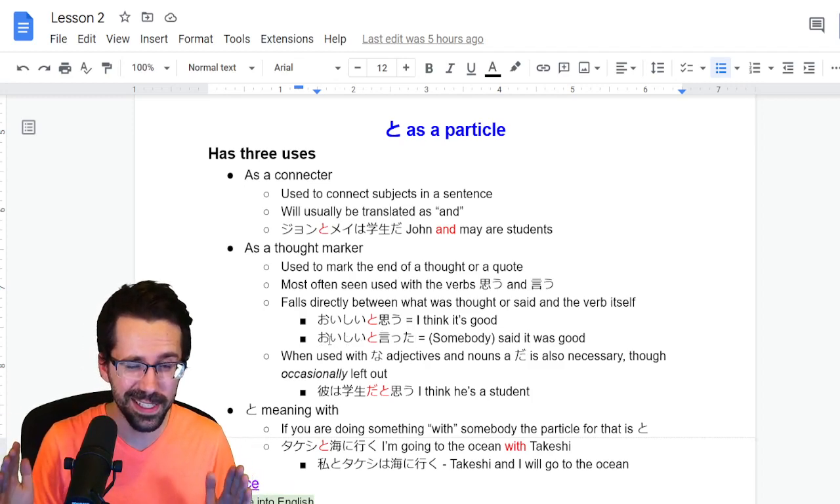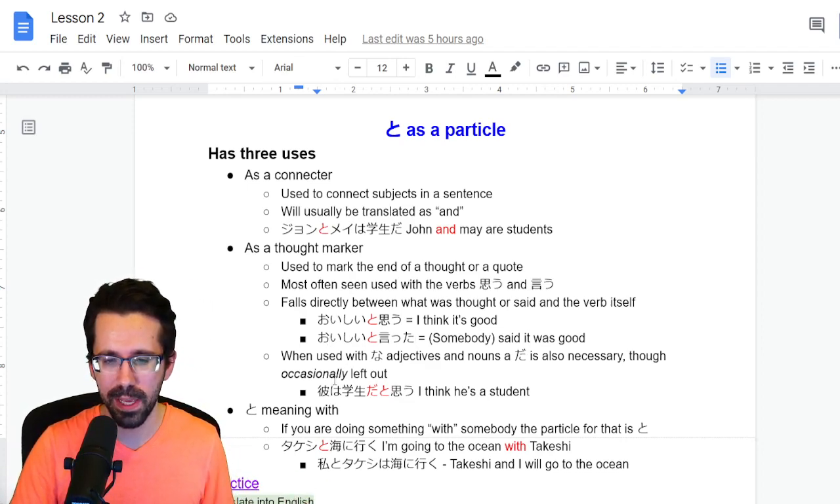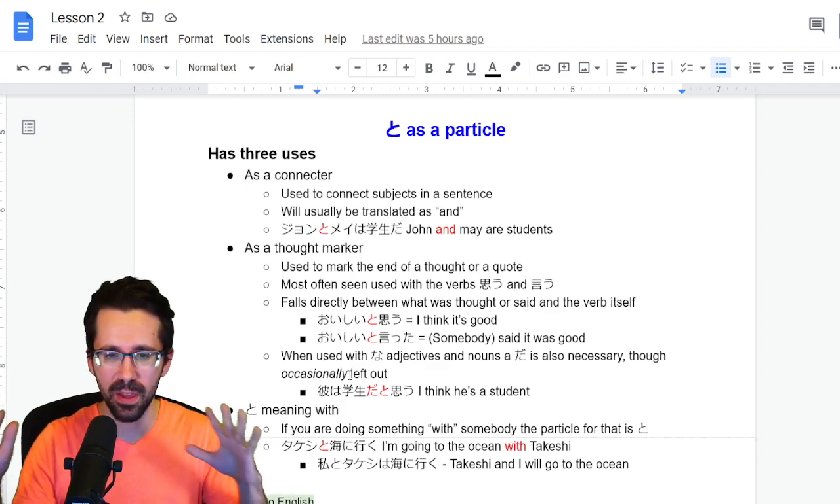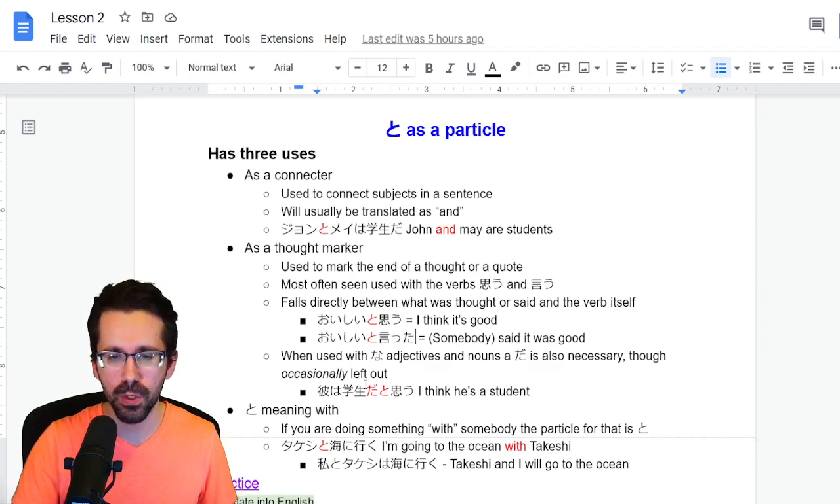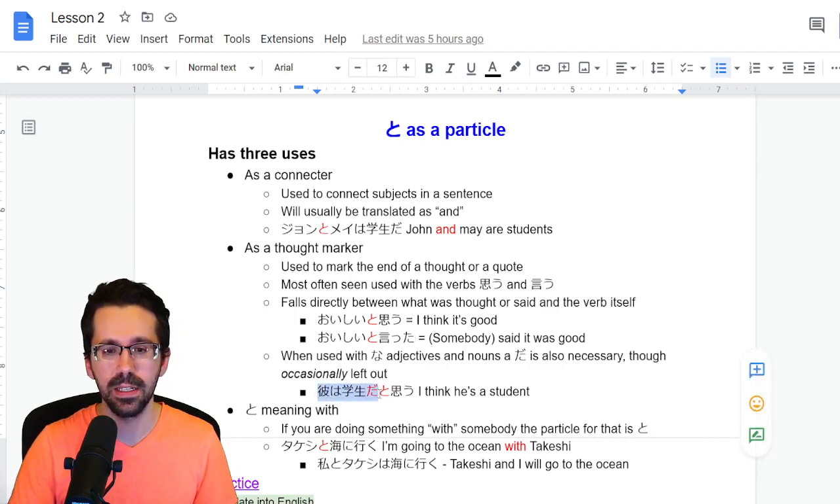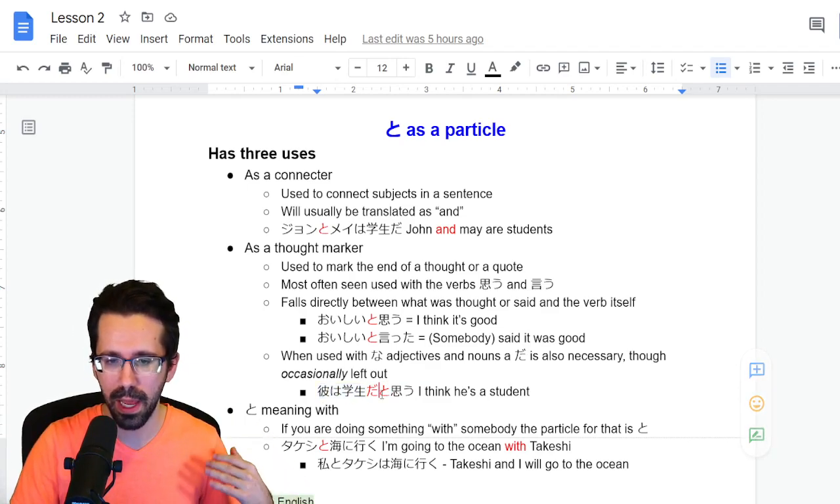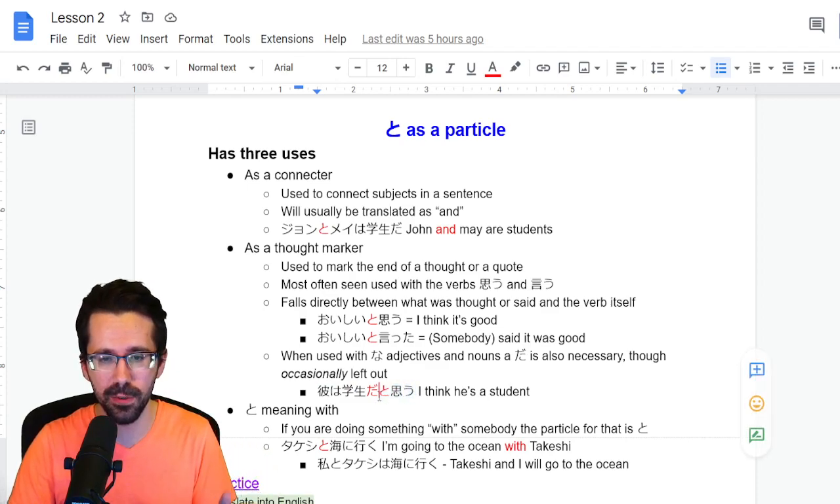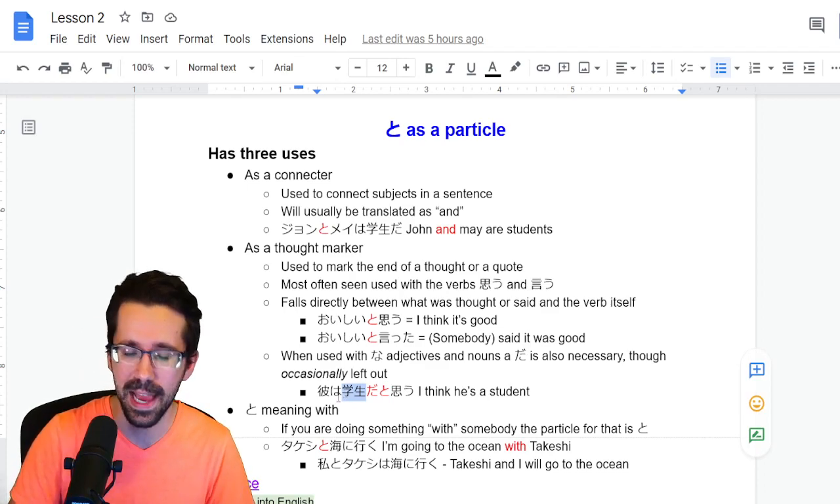Now, the part that does get difficult is once again, when we have the last word in this thought or idea as a noun or a non-adjective, we do technically need a da before we can put on the to. So an example of that would be kare wa gakusei da to omou. Kare wa gakusei means he is a student, and if we want to say I think he's a student, we would have to put on the to omou, but before we can do that, we have to have this da here because gakusei is a noun.